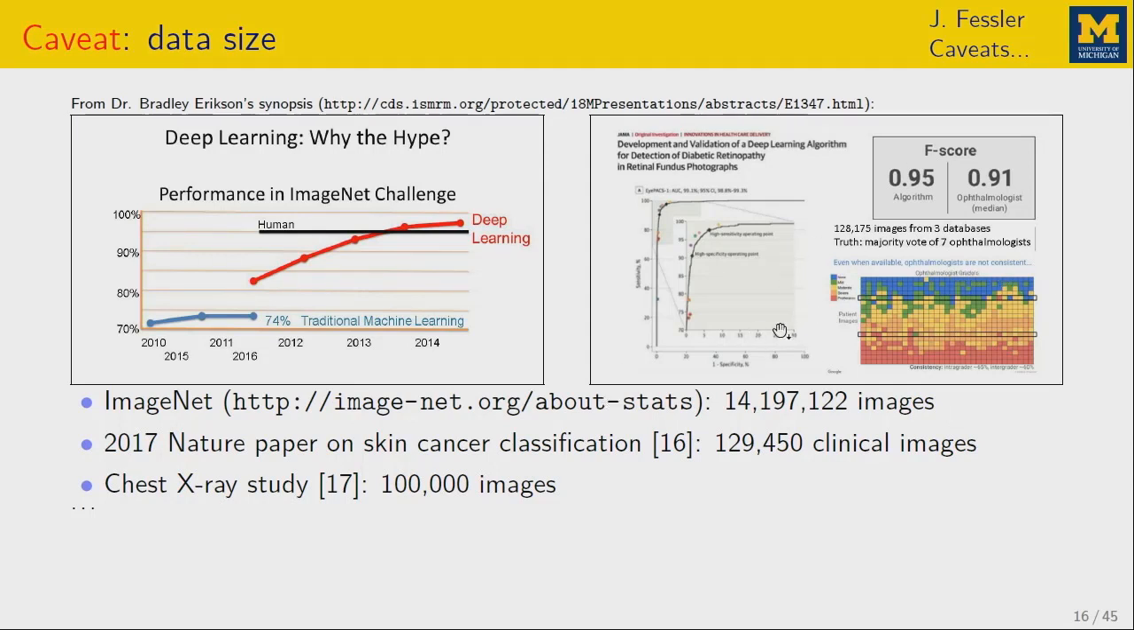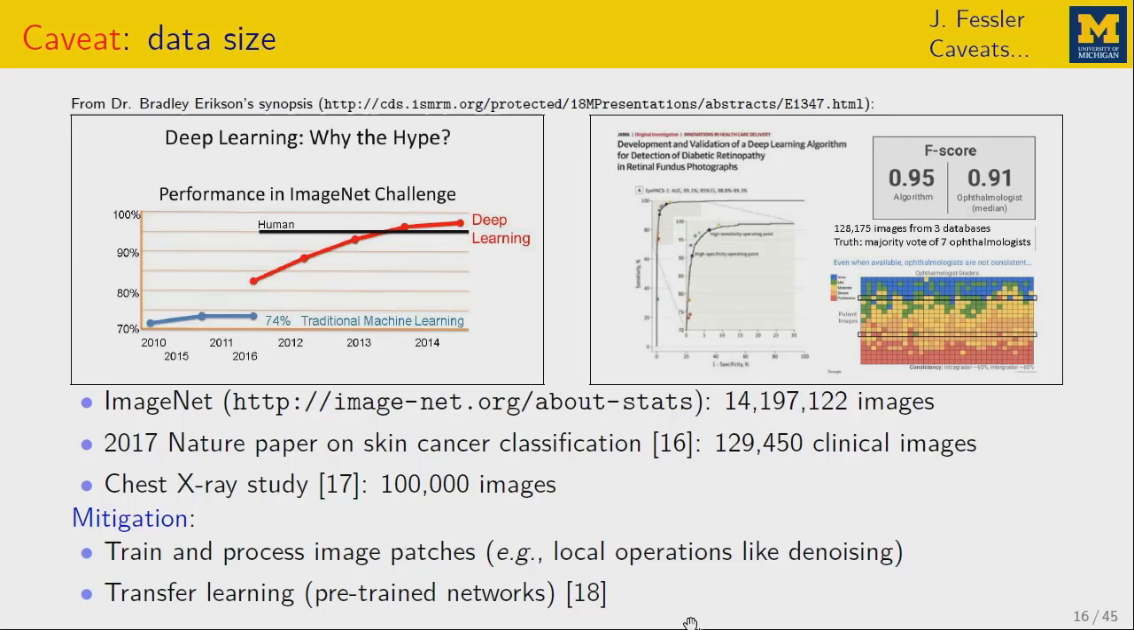This data set here had 100,000 images. There's a recent Nature paper that had 100,000 images. There's a chest x-ray study recently that had 100,000 images. Now, Dr. Erickson also showed an example with only about 400 images to train. And so the big question is, what data size do you actually need for your application in practice? And I don't think there's a good answer to that. As Dr. Pak noted, this is an area where theory really needs to be developed.